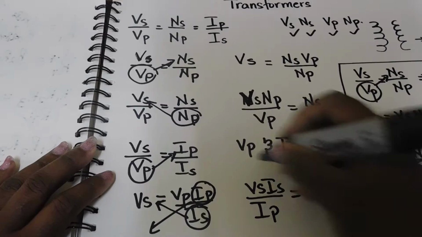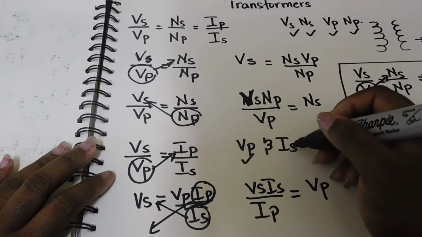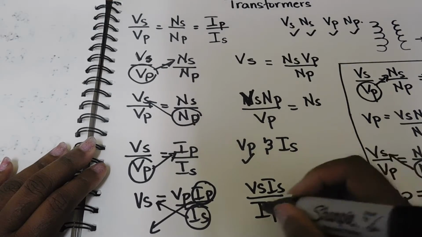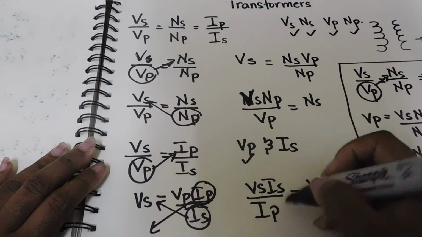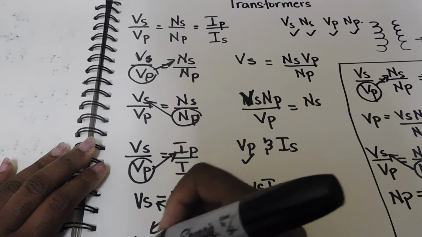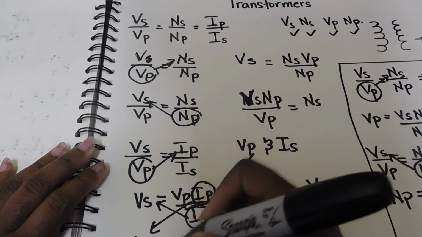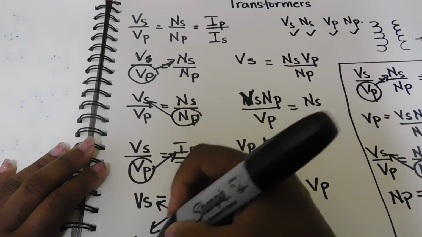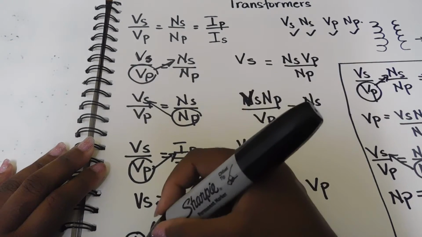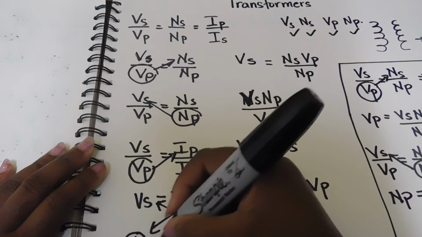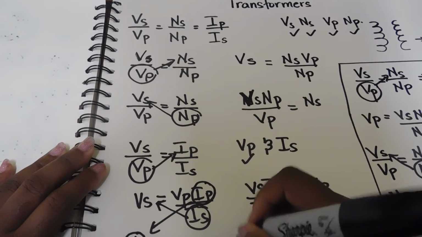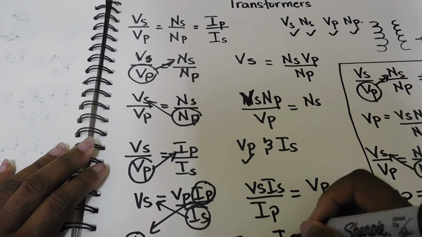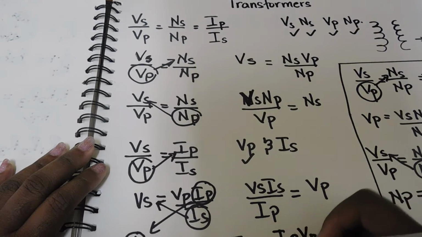Cool. And so if you want to try IS now, since you have this, well, that's not good. We'll just go from the beginning. VS over VP equal to IP over IS. In the denominator, you want to move it to the top. So this is going to move to the bottom, and this is going to move across. And you're going to be left with IS equals IP VP over VS.